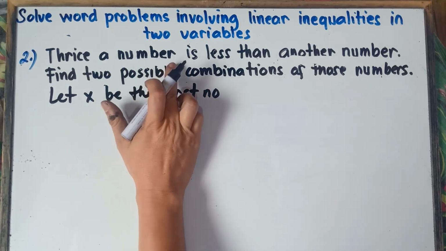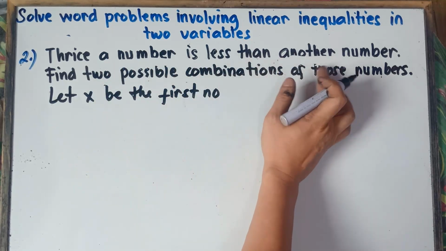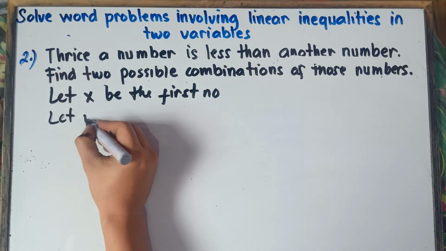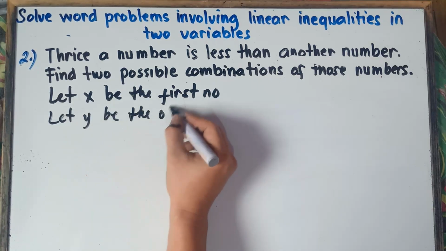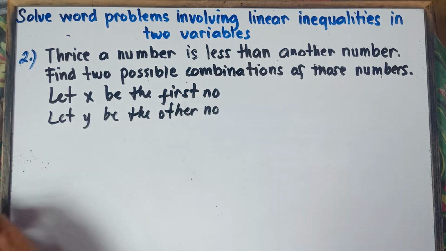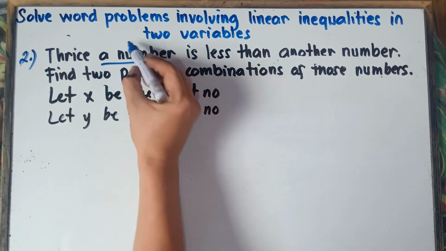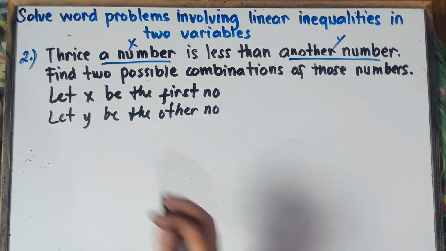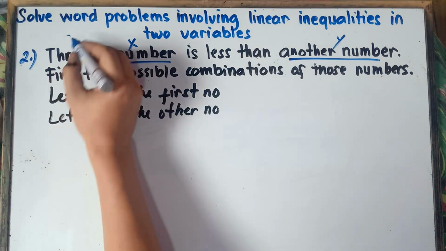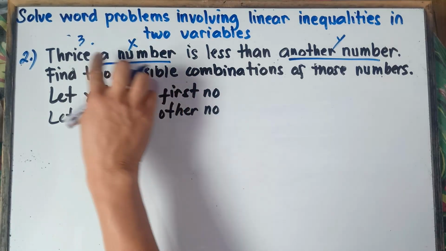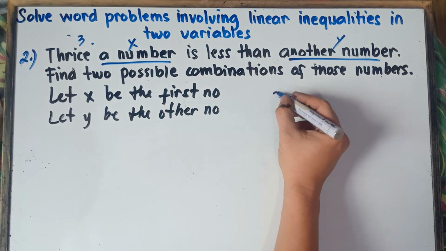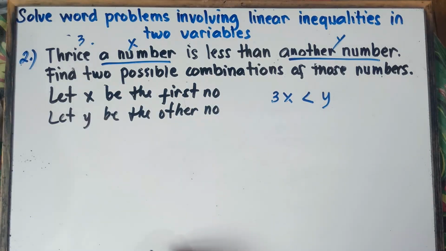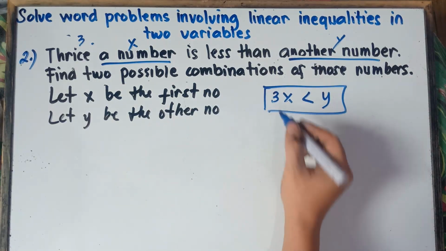So thrice a number is less than another number. Now we don't know what this other number is, another number. Therefore, we can say let y be the other number. So we represent this one as x, the first number, and this is y, the other number. Now, if you have this word thrice, it means 3 times. So 3 times this first number, so 3 times x, that would be 3x, is less than another number, that would be y, is less than y. And this will be our inequality.